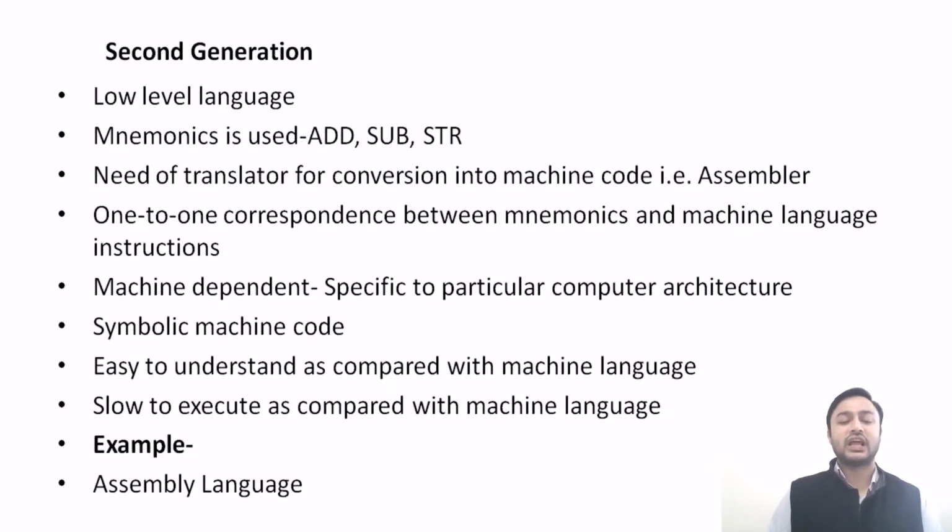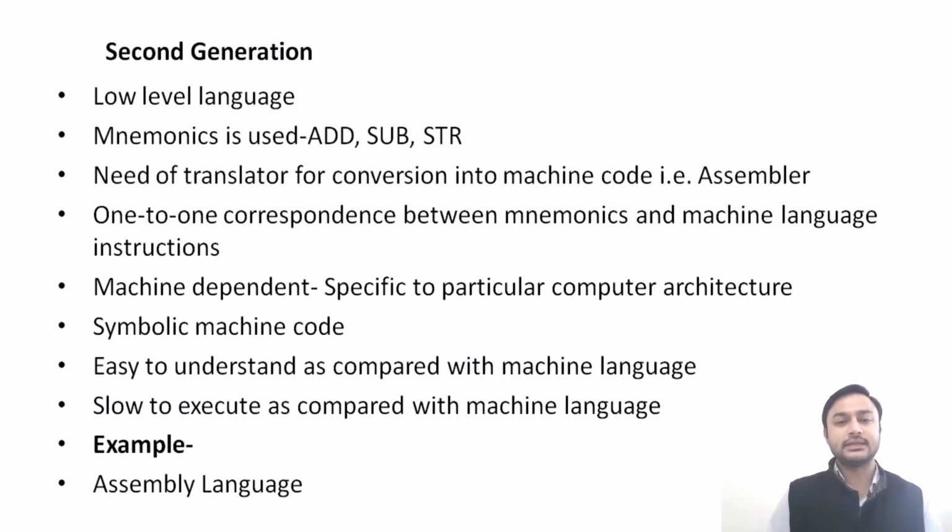This second generation language is easy to understand as compared with machine language, and it is slow to execute as compared with machine language. Why is it slow to execute? Because there is a need of the translator. The translator is the assembler. So the assembler will convert the second generation language, which is an assembly language. You can see the example of assembly language. So assembler is a translator.